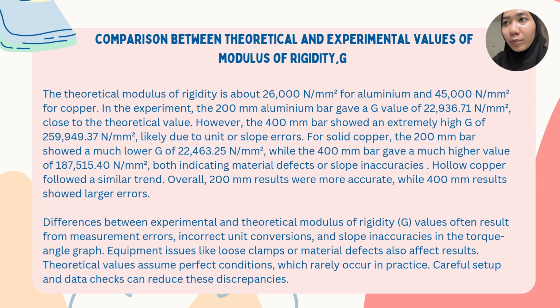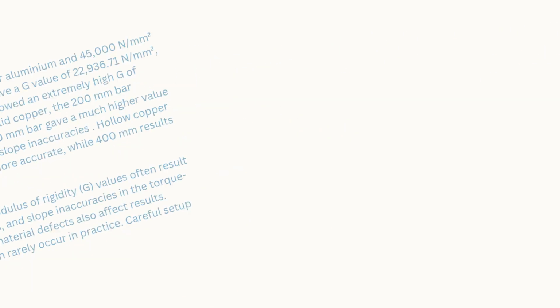The difference between experimental and theoretical G value is often caused by measurement errors, incorrect unit conversions, mistakes in slope calculation, equipment issues like loose clamps, or defects in materials. Theoretical values are based on perfect conditions, which are hard to achieve in real experiments. Being careful with setup and checking data closely can help reduce this error.